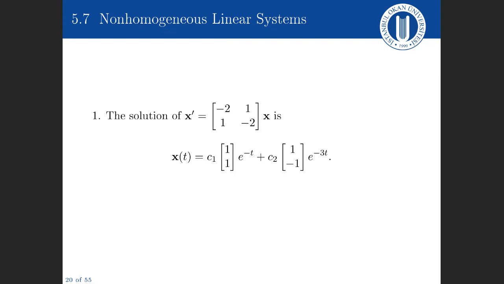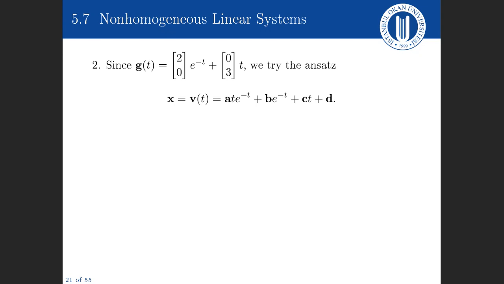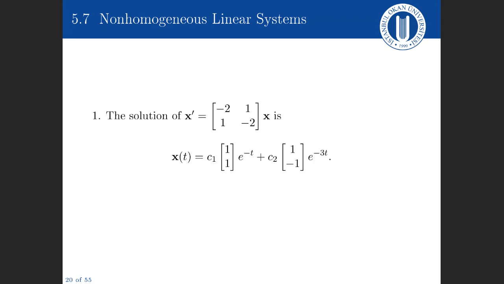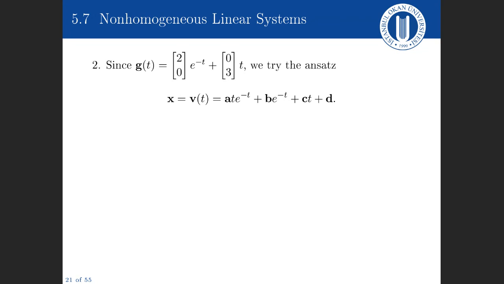We need to find a particular solution. Because our function g is a vector times e to the power minus t plus a vector multiplied by t, we're going to try this ansatz. Now let me go back. Look, we already have e to the power minus t in the solution to the homogeneous equation. So we can't just have e to the power minus t here. We're going to have to multiply by t. Instead of just guessing a vector multiplied by e to the power minus t, I'm going to guess vector a t e to the power minus t plus vector b e to the power minus t. That's my guess to get the first part working.